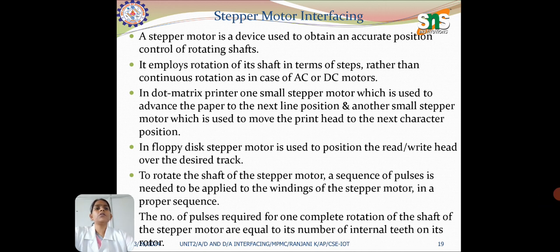It employs the rotation of its shaft in terms of steps rather than a continuous rotation as in the case of AC and DC motors. So the stepper motor is an electromechanical device that rotates through a fixed angular step when digital inputs are applied, and it is suitable for precise position, speed, and direction control, which are required in automation systems.